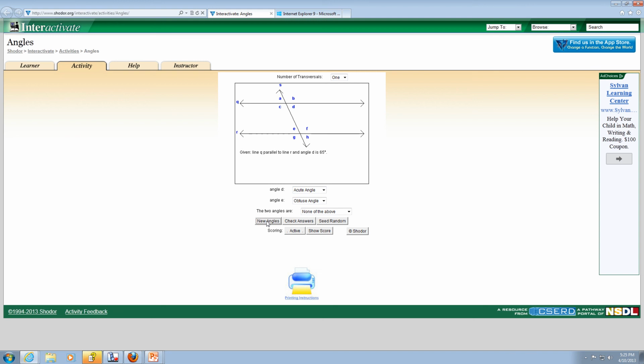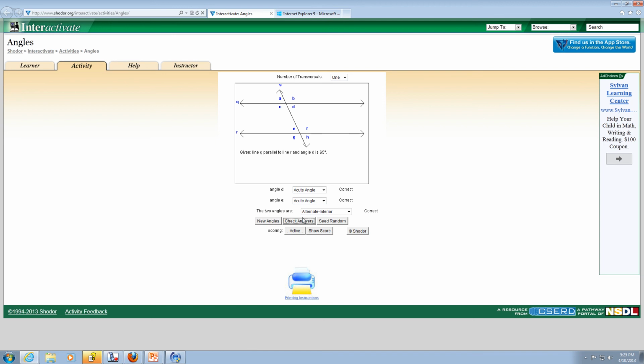So if we click again to give us new angles, line Q is again parallel to line R, and angle D is 65 degrees. Angle D then is again acute. Angle E, if we look at the picture, is also an acute angle. And these two angles are both inside the parallel lines, and they're on opposite sides of the transversal. So that should make them alternate interior angles. Let's check and see if we're correct.